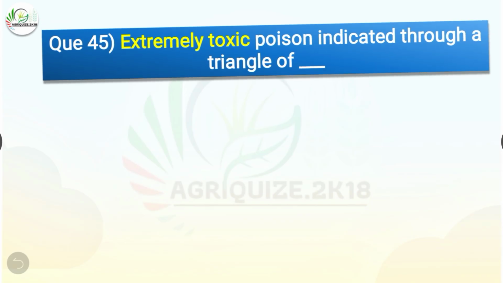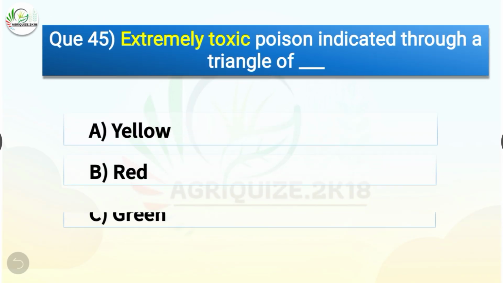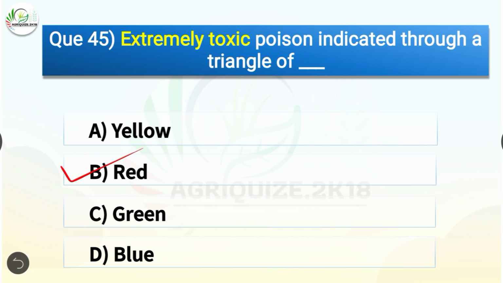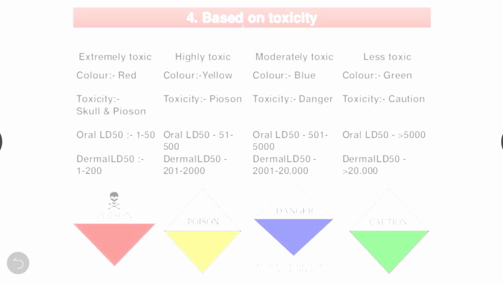Question number 45. Extremely toxic poison is indicated through a triangle of dash. The options are yellow, red, green, or blue. The correct answer is option B, red. So extremely toxic poison is indicated through a triangle of red. Example, monocrotophos. So let's know more about it.